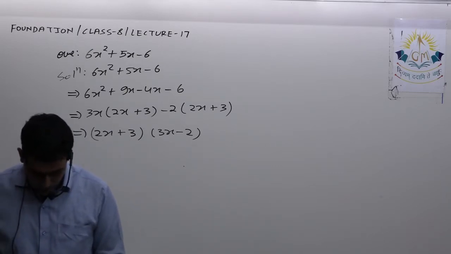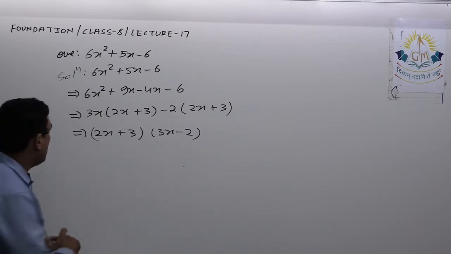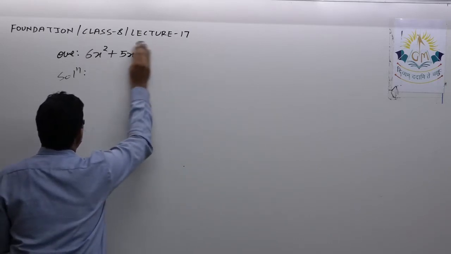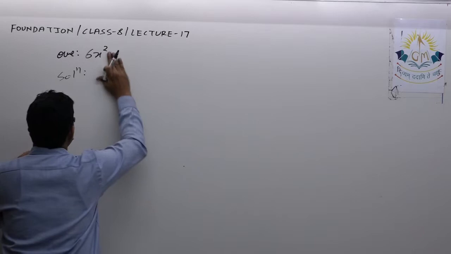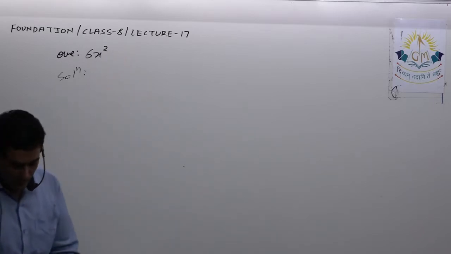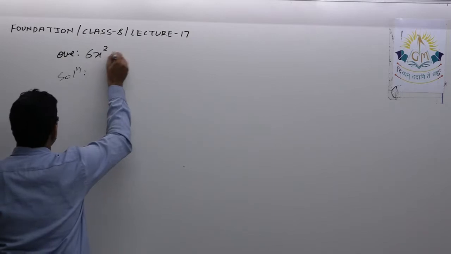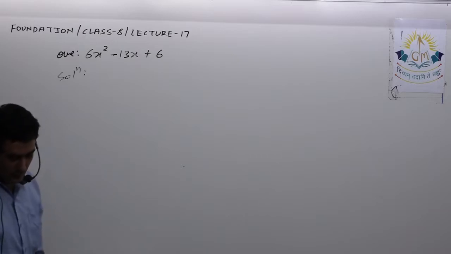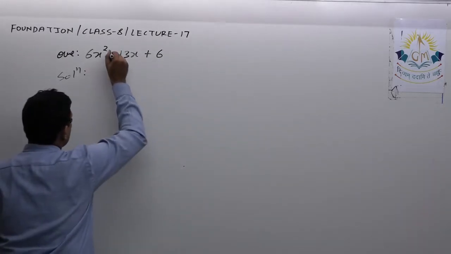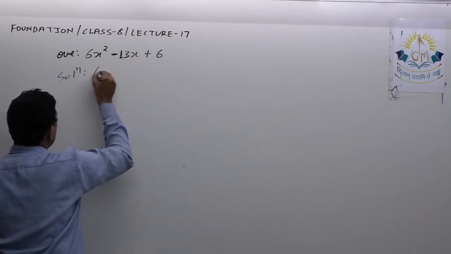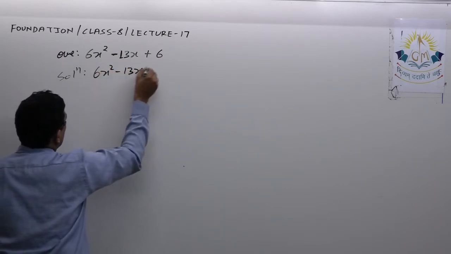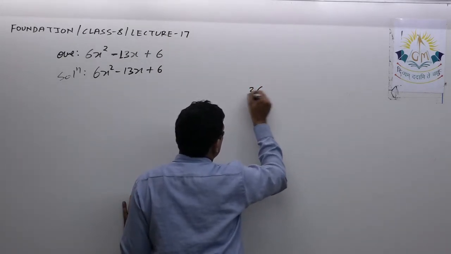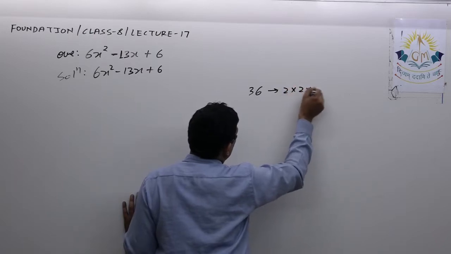Next question is, okay, I'm making a very small change in the same question, and then we'll see how to solve this. What I'm doing, first of all, see here, it was plus 5x, I'm making it minus 13x. And over here, instead of minus 6, I'm writing plus 6. So the basic thing remains the same. That means we have to find the factors of the same number. That means 36 only.